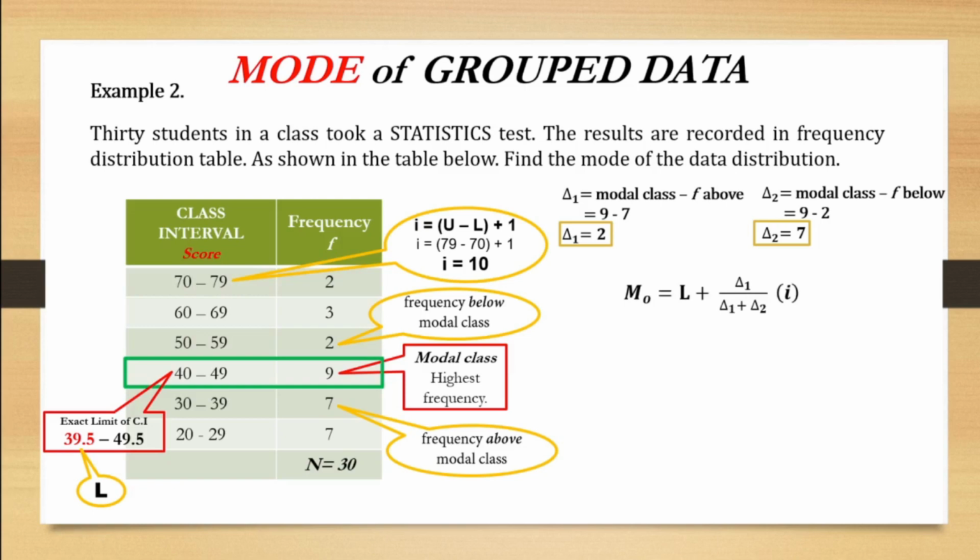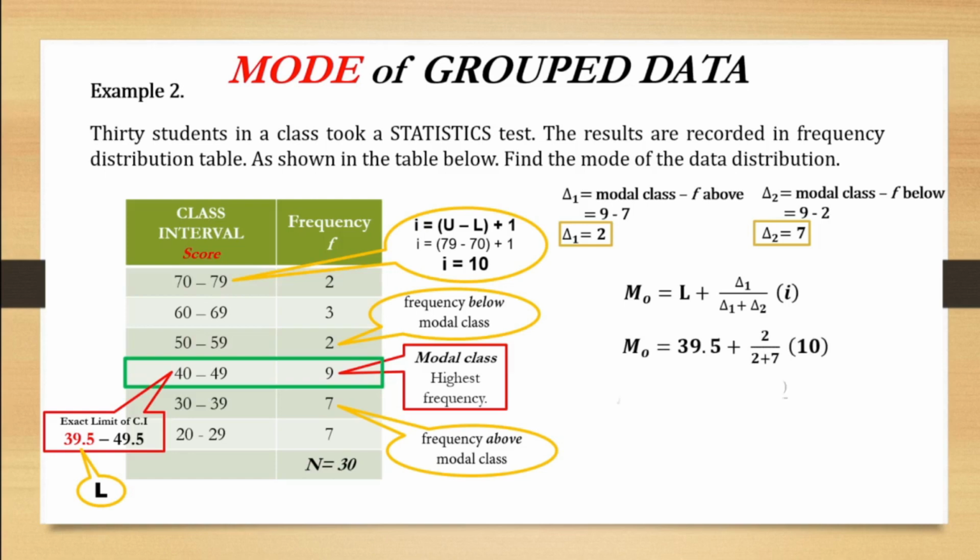To compute now the mode, let us use the formula. Mode is equal to the exact lower limit plus delta sub 1 divided by delta sub 1 plus delta sub 2 times the class size interval. Substituting now the values, we have 39.5 plus 2 divided by 2 plus 7 times 10.